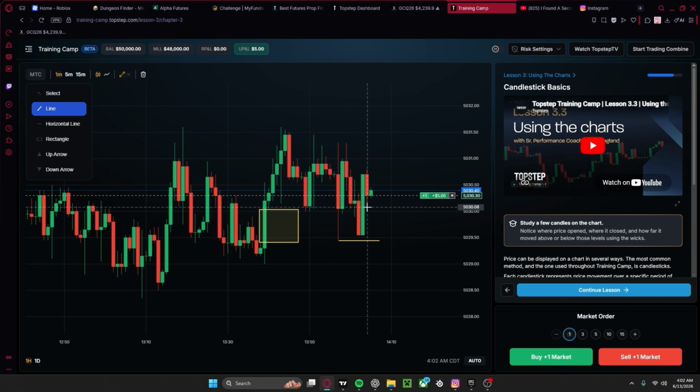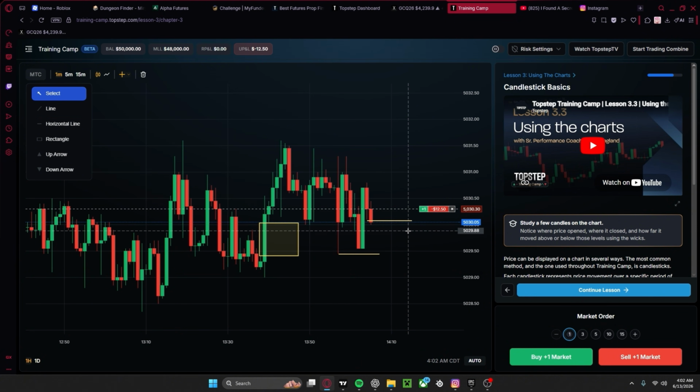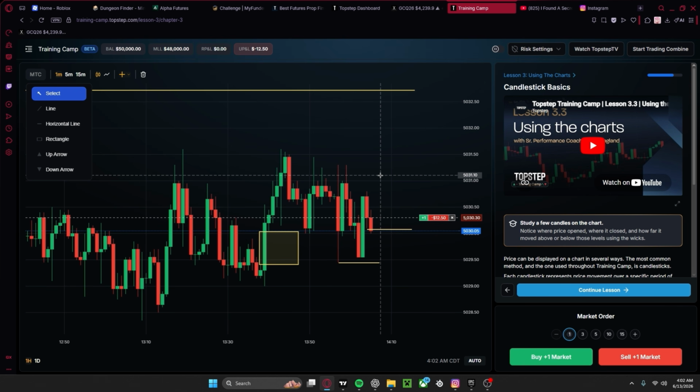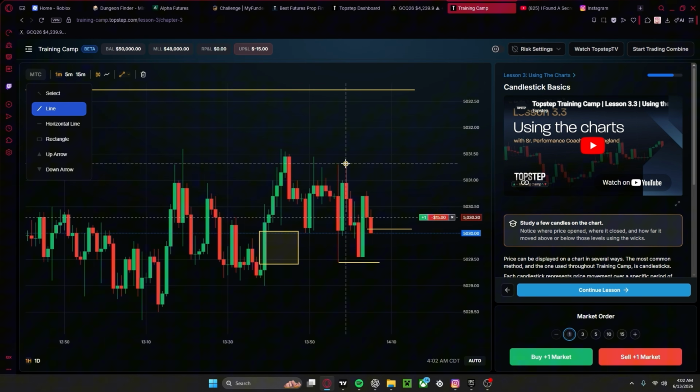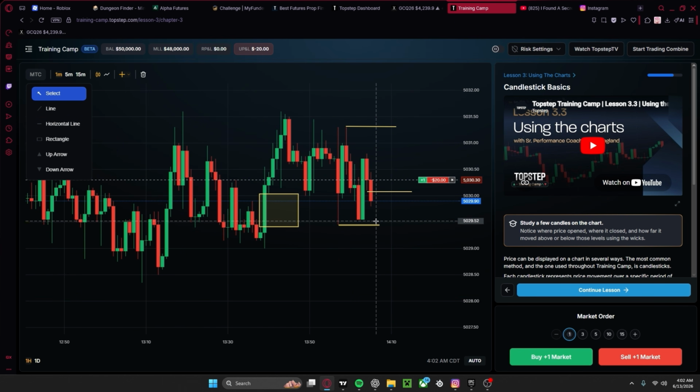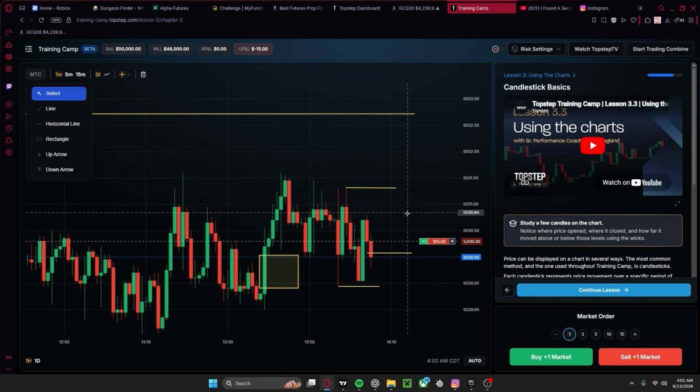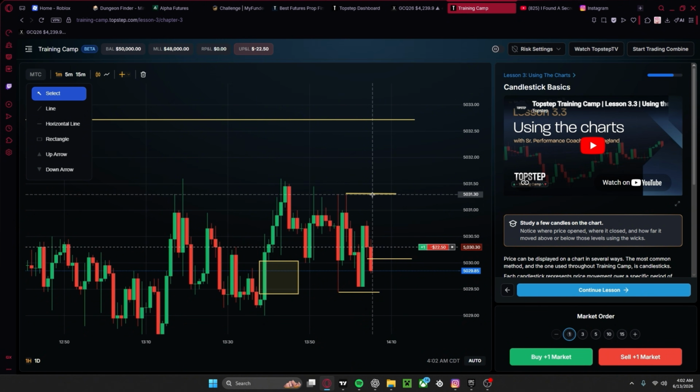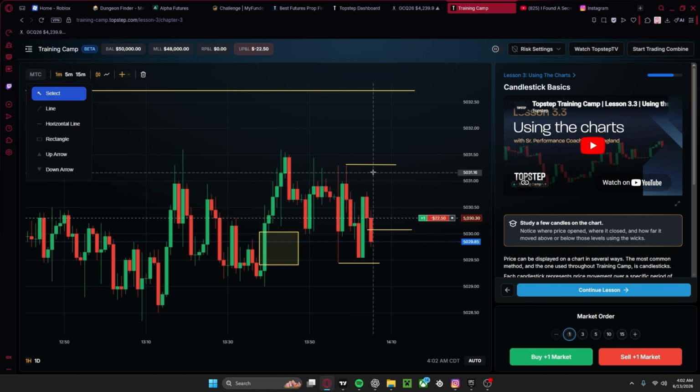I would put my, excuse me, I'll put my stop loss right here. I would put it right there. Once the market gets right there. Ooh, what's going on? Okay, but once it does get over here, I would put my stop loss right here.